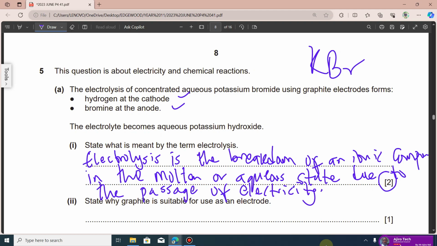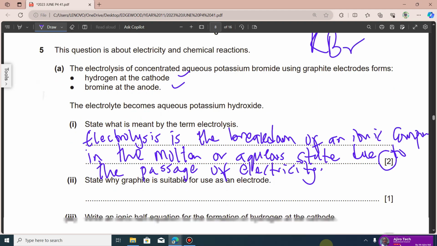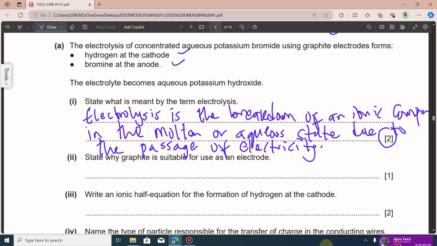The fact that you mentioned that it's a breakdown of not just any kind of compound, but an ionic compound, gets you some mark. And then in the molten or aqueous state is equally important, because if these ionic compounds are not in the molten or aqueous state, then it will be difficult to break them down due to the passage of electricity. So take note of this point: breakdown of ionic compound in the molten or aqueous state due to the passage of electricity. And that should get you the full marks for the question.